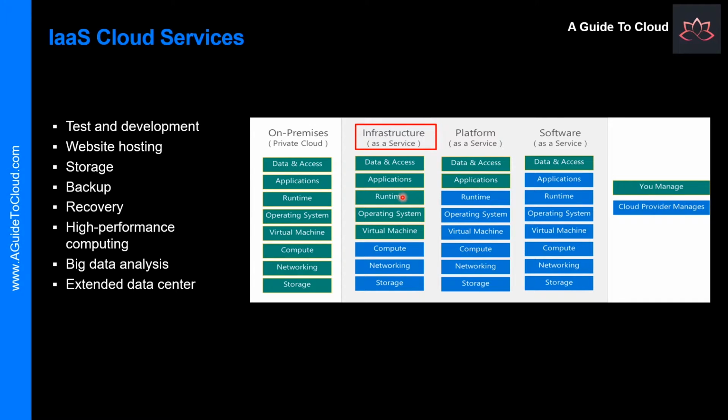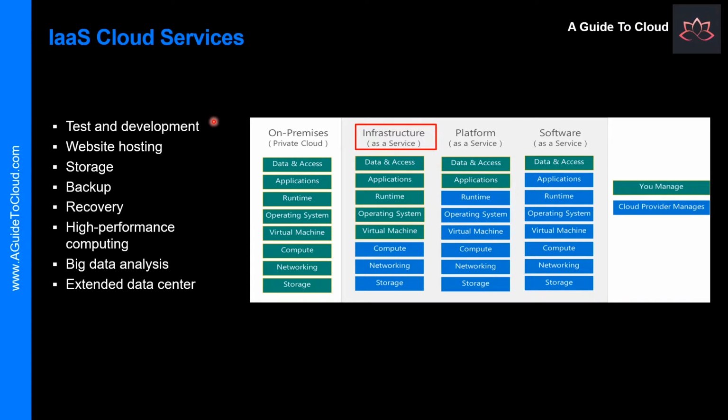IaaS is an instant cloud infrastructure provisioned and managed over the internet. You can quickly scale up and down with the demand and pay only for what you use. There are so many business scenarios where IaaS perfectly makes sense. So let me tell you each one by one. The first scenario which I can think of is test and development. Teams can quickly set up and dismantle test and development environments, bringing new applications to market faster. IaaS makes it quick and economical to scale dev test environments up and down.